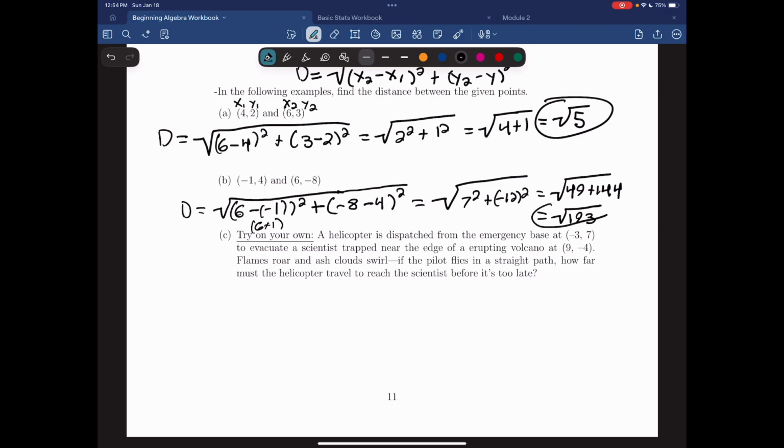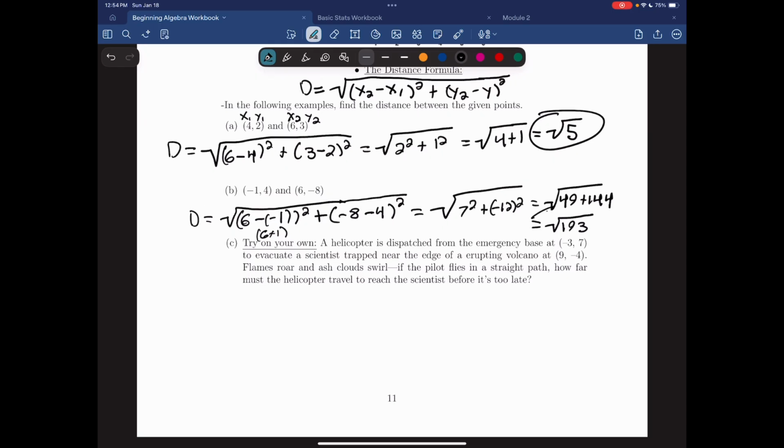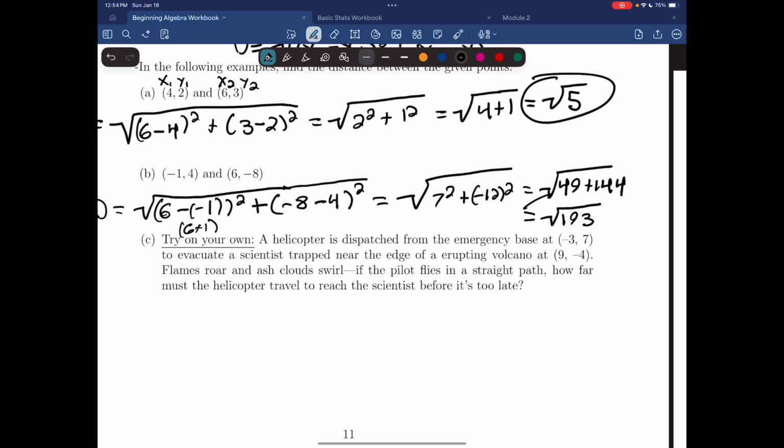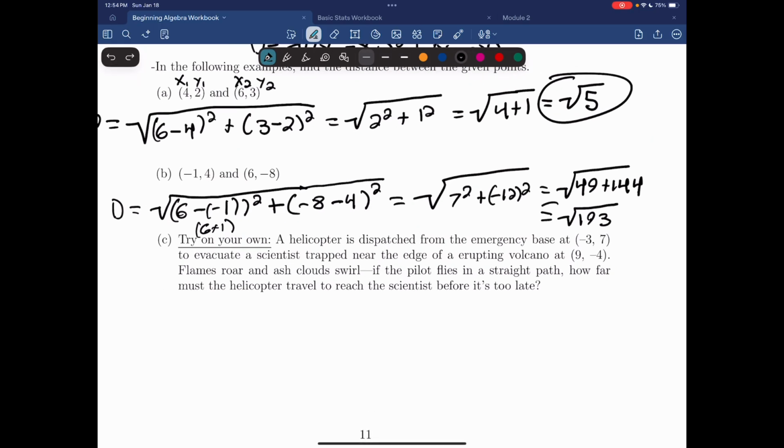Now, if you were asked to approximate these answers, the square root of 5 evaluated directly into your calculator, you'd get approximately 2.24. And the square root of 193 is approximately 13.89.